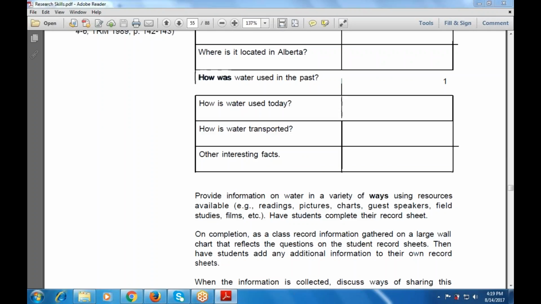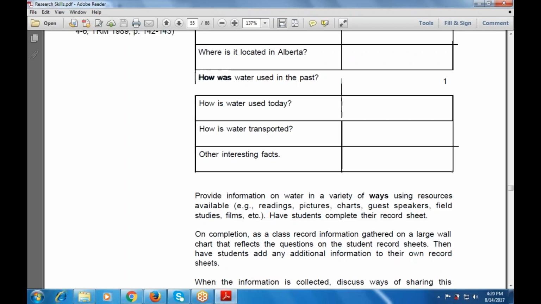Again, the next topic is how to gather the information, or how to provide the information in a variety of ways that is helpful to record in the record sheet. So how will this information be provided? It will be provided on water in a variety of ways, for example, readings, pictures, charts, guest speakers, field sources, films, and so on, and how students complete their record sheet.